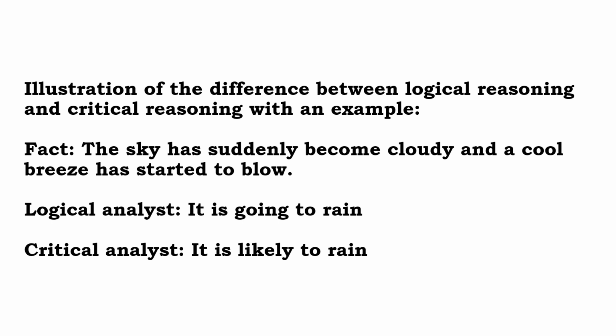But a critical analyst will not say it is going to rain, he will say it is likely to rain. So what is the difference between these two analyses? One person is saying that it is going to rain, which means this is a certainty or a finality, whereas the critical analyst is only saying that it is likely to rain. He is taking into consideration the possibility that it may not rain also, because in many cases, even when the sky becomes cloudy and a cool breeze is blowing, sometimes rain will not be the outcome.